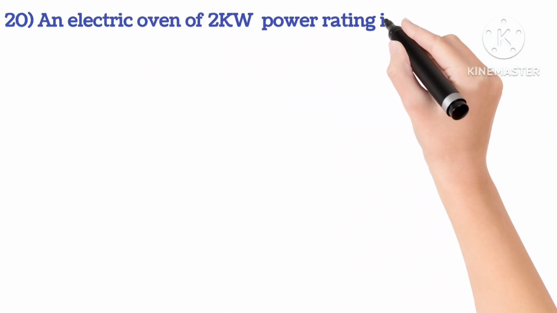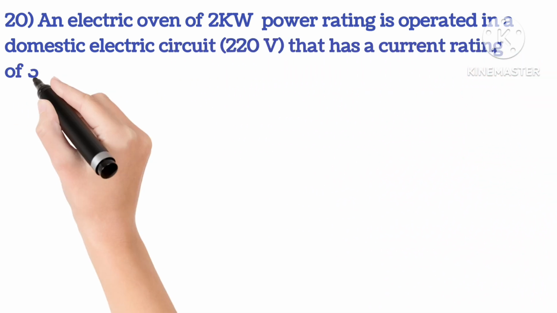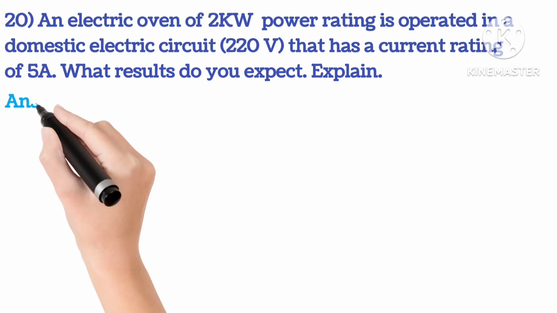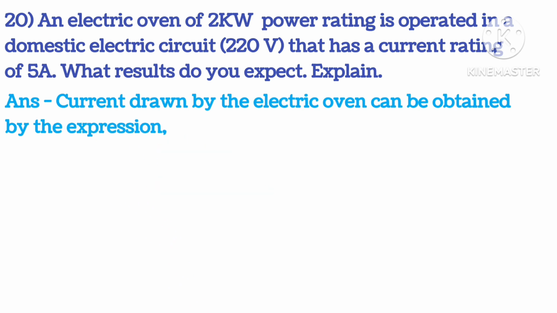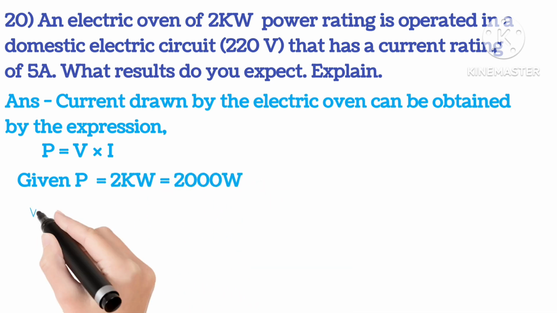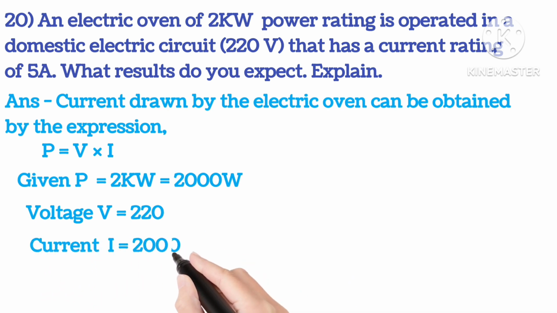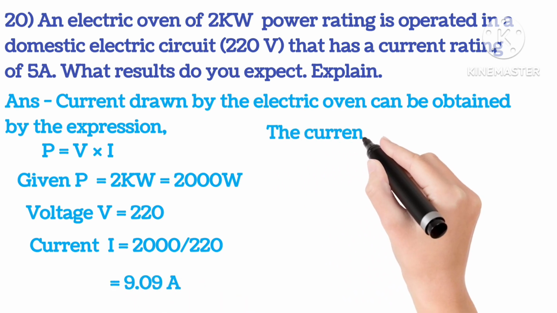An electric oven of 2 kW power rating is operated in the domestic electric circuit of 220 volt that has a current rating of 5 ampere. What result do you expect? Explain. Now, current drawn by the electric oven can be obtained by the expression P = V × I. We know that power is 2 kW, that is 2000 watts. Voltage is 220 volts. So current will be power upon V, that is 2000 upon 220, that is 9.09 ampere.